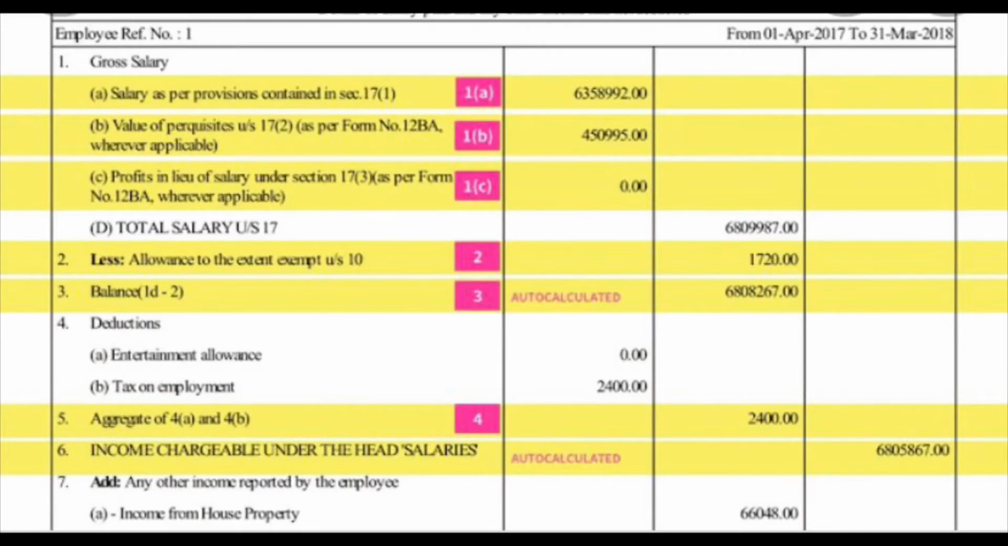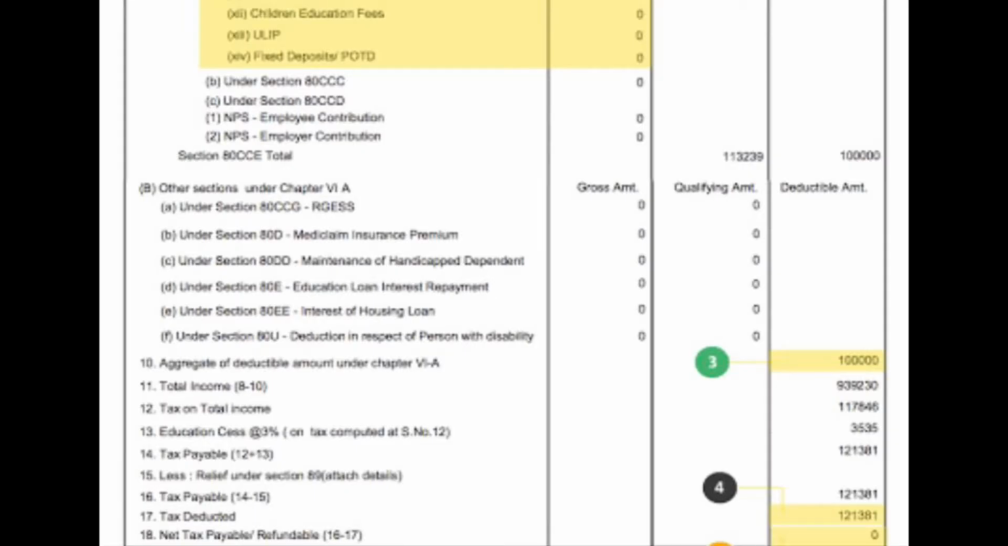Point number 7 is any other income that is generated by the employee. A lot of us have interest income that is added to our total income. Hence, this can be mentioned in Form 16 as well if this is informed to our employer. Point number 8 is the total of other income that is informed by the employee. Point 9 is the gross total income, which is 6 plus 8.